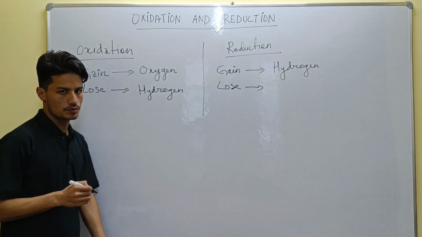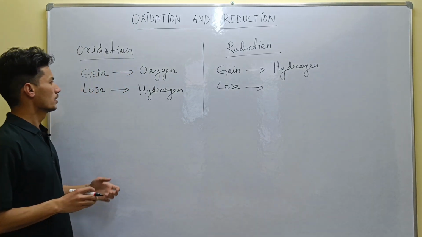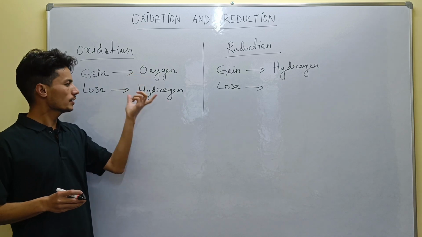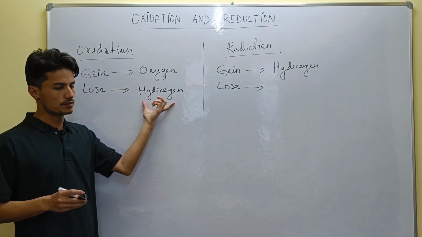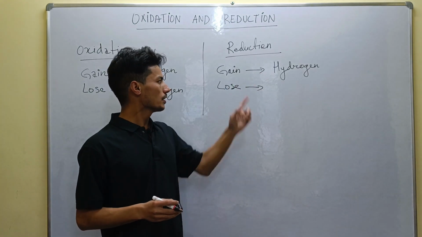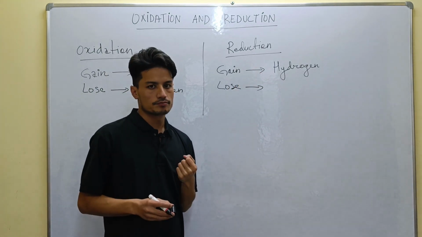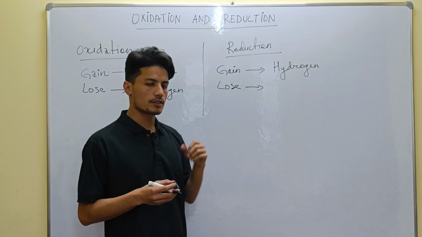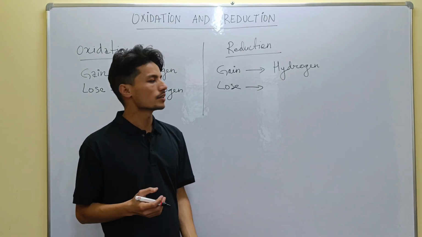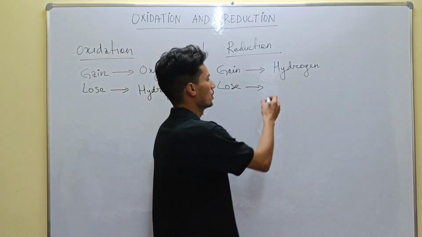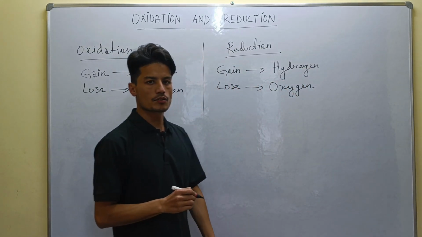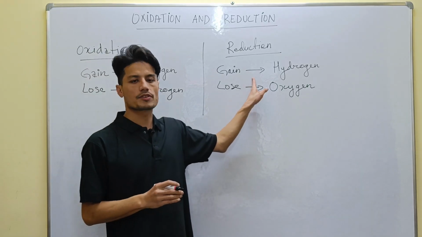So in oxidation, we gain oxygen and we lose hydrogen. Now the same discussion will be done for reduction. In reduction, you are gaining hydrogen. You know that it's important, so you took it. Now you cannot lose it, so you'll have to keep it with you. Then what are you losing? You have to lose oxygen. So any chemical reaction where oxygen is lost is known as a reduction reaction.